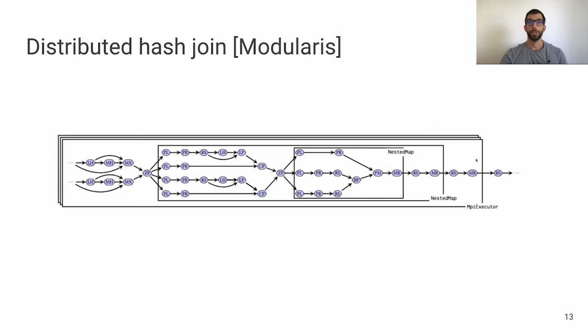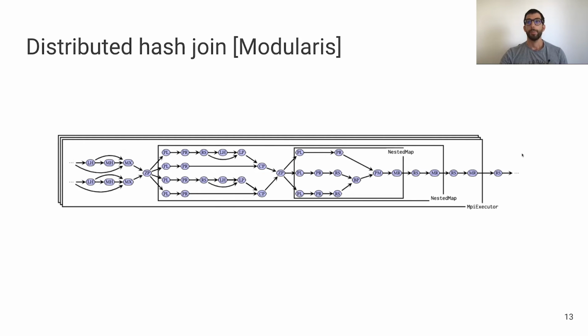You see the different processes represented by the stacked boxes here. The MPI executor is a specialized operator that spins up processes that will run in RDMA clusters. The first three operators on the left are the local histogram, the global histogram, and the network partitioning. Afterwards, you can see in the next boxes the local partitioning phase and the hash build and probe phase. Operators are used across phases, such as the local histogram operator.